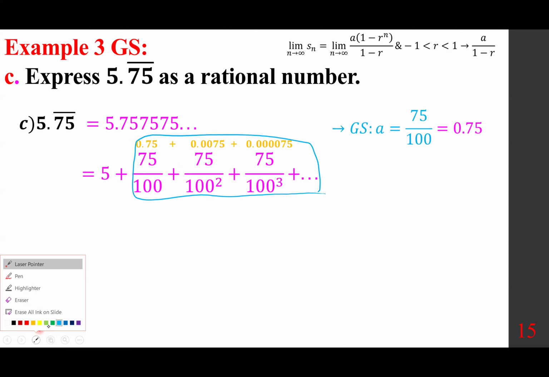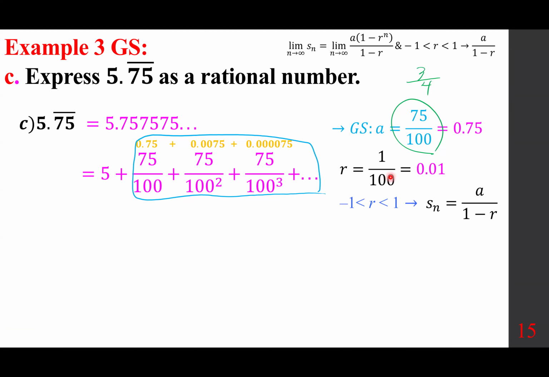Everybody knows this is 3/4. It doesn't matter. You can keep it as that because I just want to make it clear. Now, R is the same as before, 1 over 100 or 0.01. And therefore, we can use this part, A over 1 minus R. So 5.75 bar is 5 plus 0.75 bar, and for 0.75 bar, we are going to use that.